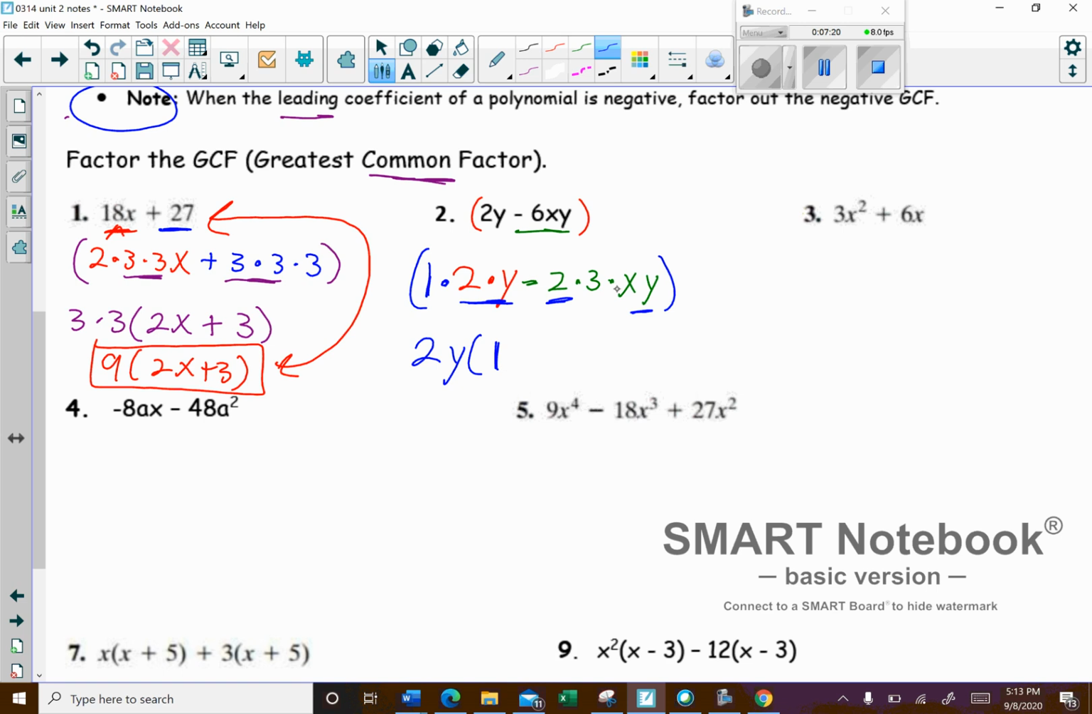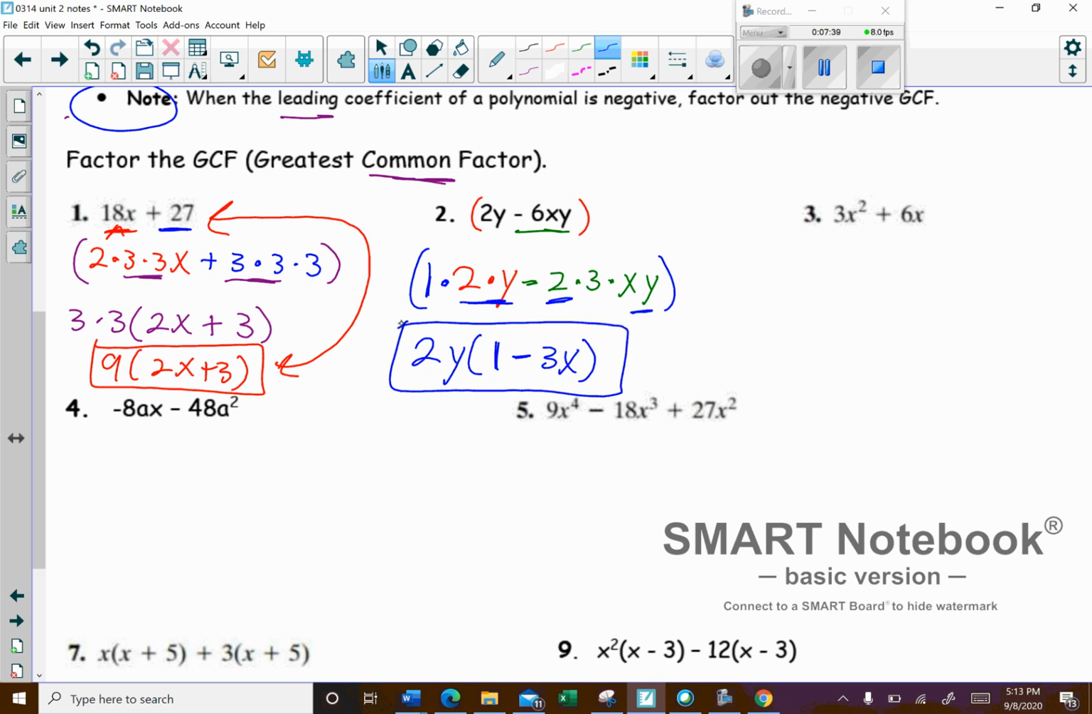And then on the back part of it, I'm taking out the 2 and the y. I still have my minus there. The only time there'll ever be a sign change is if you factor out a negative. Other than that, everything should stay the same. And then I'm left with a 3x, and that is my answer.